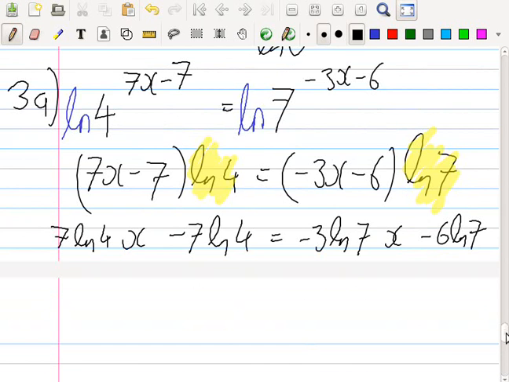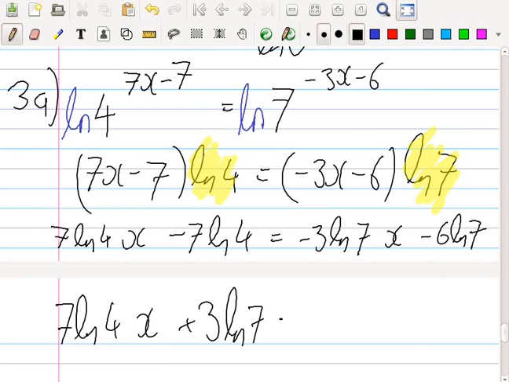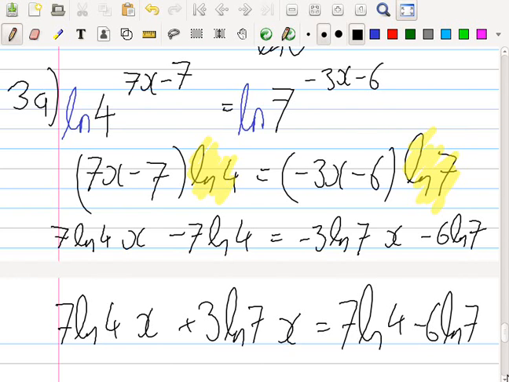Okay. Now, forgetting about the logs and the rest, what would be the normal thing to do next here? Put the x's on the left and the non-x's on the right. So, on the left you have 7 log 4x plus 3 log 7x equals 7 log 4 minus 6 log 7.